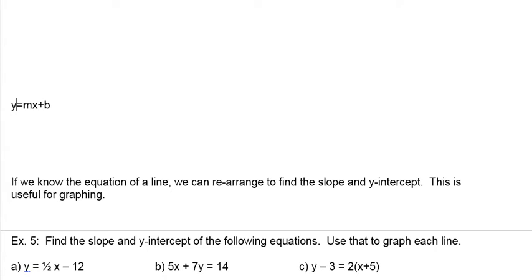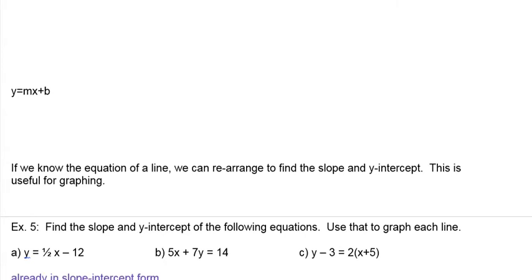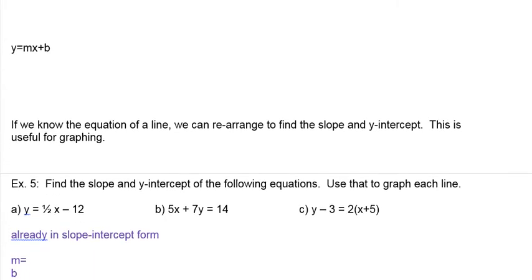So our first one, y equals 1/2 x minus 12. Well, what form is it in? If you look, y is already alone. So when the y is alone, our slope is whatever's in front of our x, and our intercept is the value that is the constant all by itself. So already in slope-intercept form, our slope is our number in front of the x. In this case, that's going to be 1/2. And our intercept is going to be -12. So be careful with your signs, it makes a big difference.